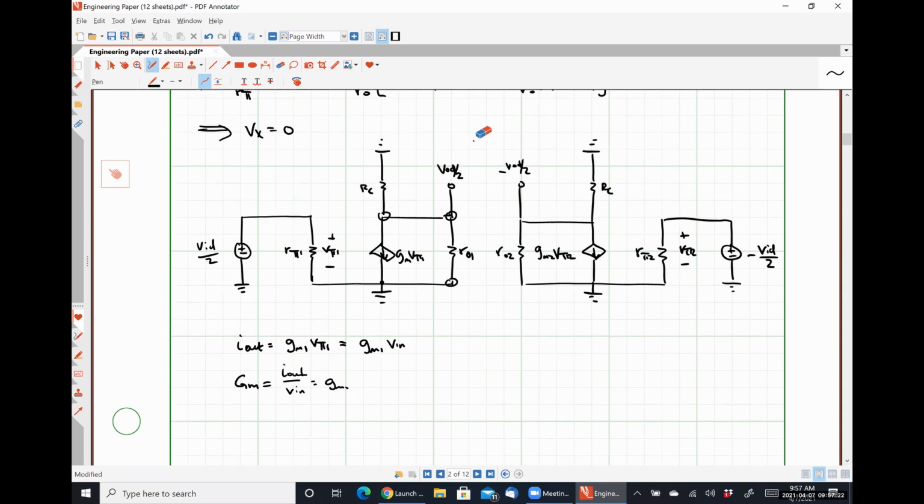Let's erase this guy. Let's look in and calculate R out. So when we're calculating R out, that voltage is 0. So what do we see? R naught 1 in parallel with RC.